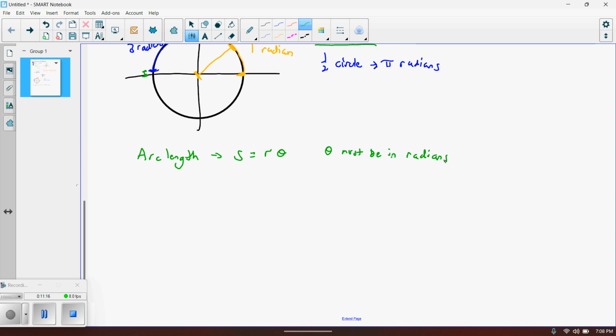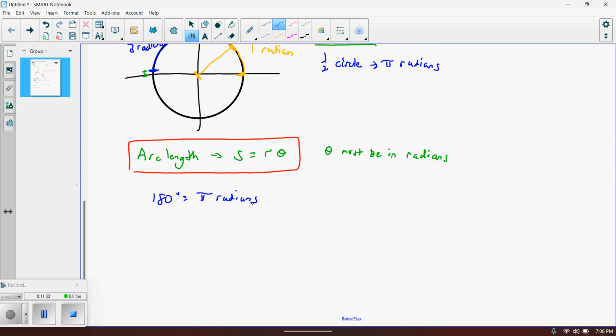The biggest thing that we need to know, and by the way, you're going to need to make sure you have that formula. That's important. The biggest thing we need to know for our conversion is that 180 degrees is the same thing as pi radians.